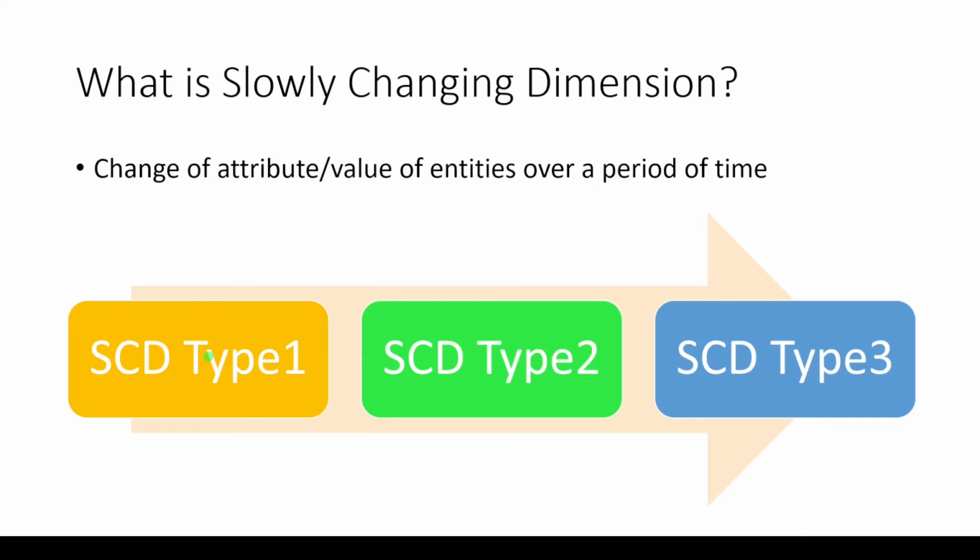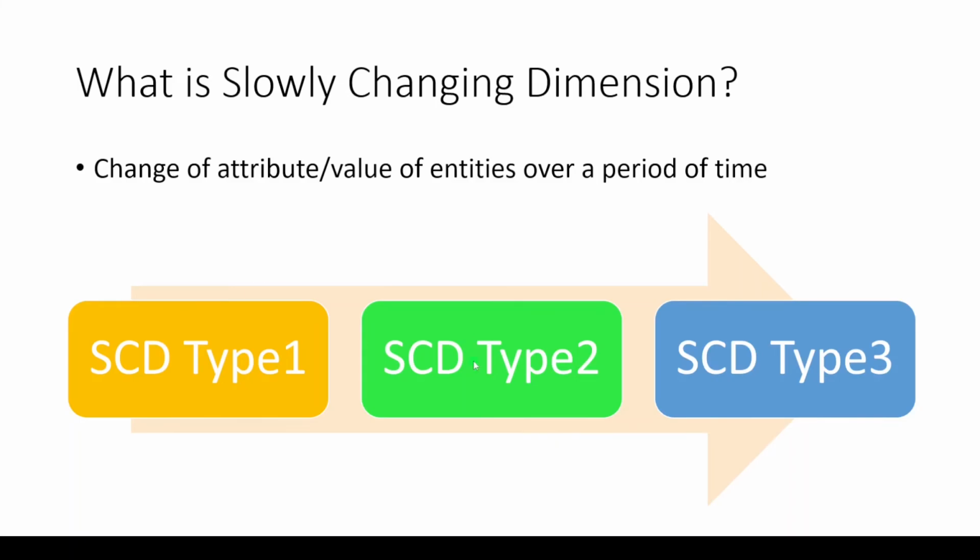But in this method, we are going to lose the history. Let's say after a certain period of time, we want to answer a question: what was his previous address? We cannot get the answer to this question from the data warehouse because we have already overwritten it. We are not maintaining the history.